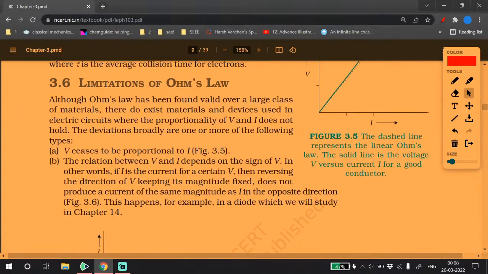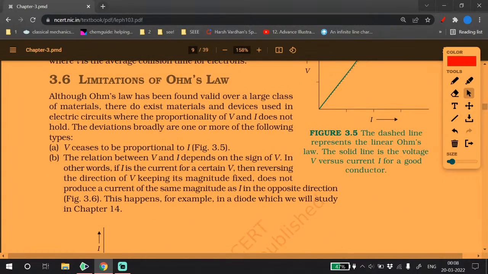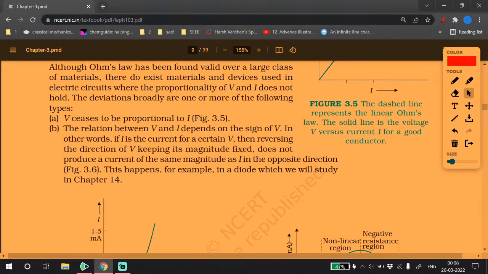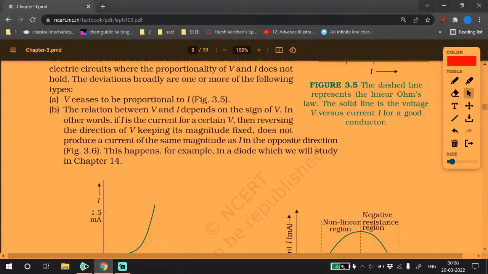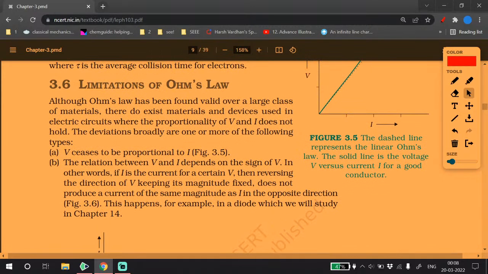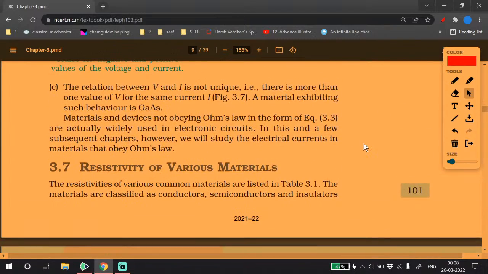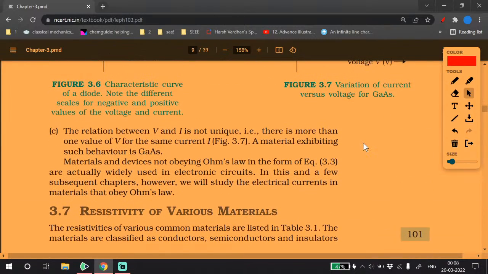Now this is important, all these graphs are important. Let's just do this. So, limitations of Ohm's law. The deviations from Ohm's law are broadly of three types.